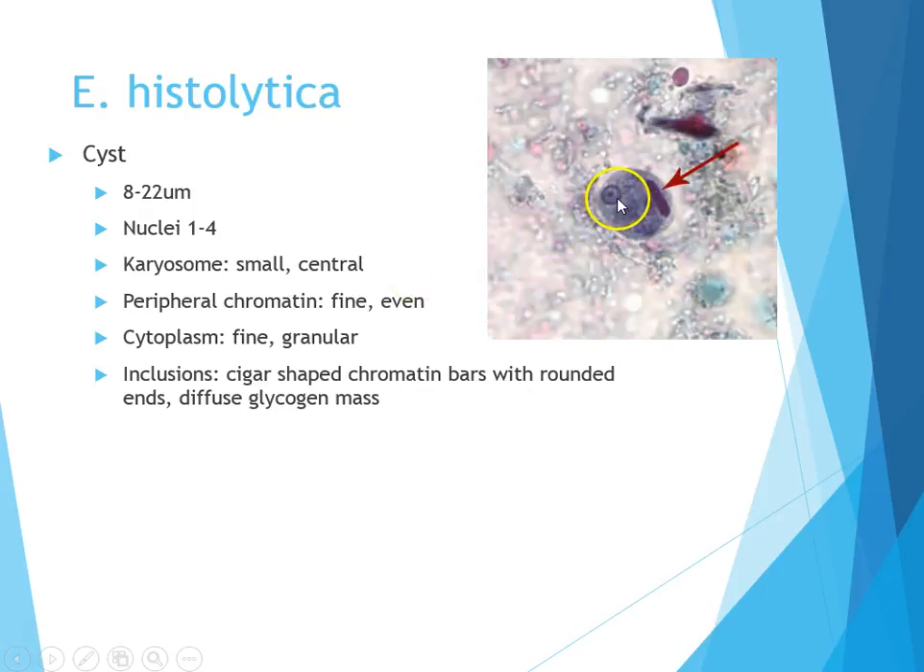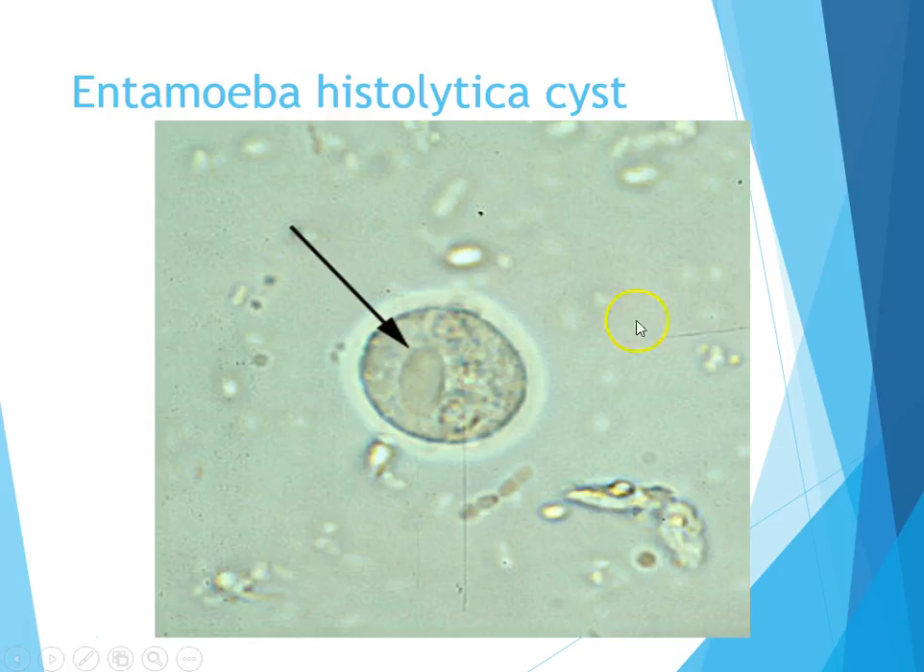The karyosome is small and central. It has fine, even chromatin in the periphery. The cytoplasm is fine and granular, and it has cigar-shaped chromatoid bars. And that's this. They're supposed to be shaped like a cigar with rounded ends. And this one doesn't have a glycogen mass, but it can have a glycogen mass in it, like this one does. This is a direct stain. It doesn't have any iodine or anything in it. And this is the glycogen mass. It's just a storage compartment for glycogen.